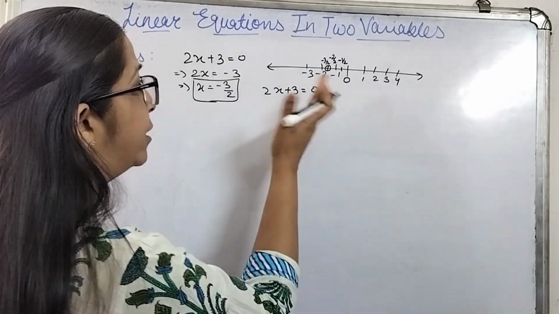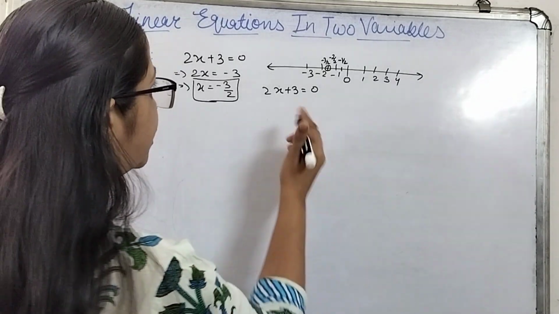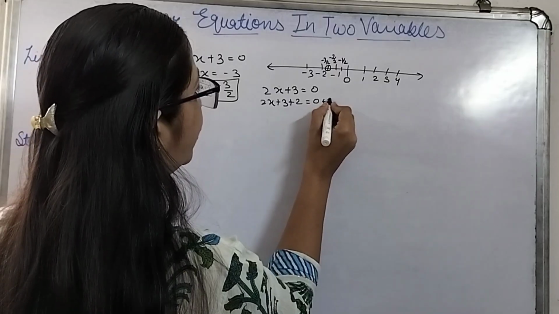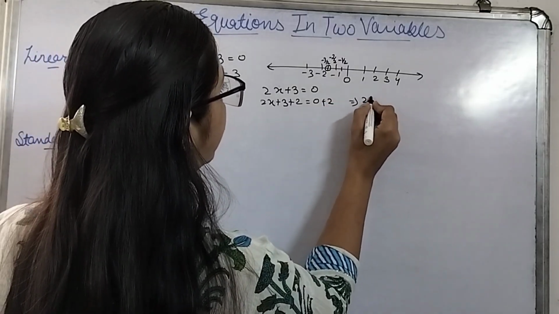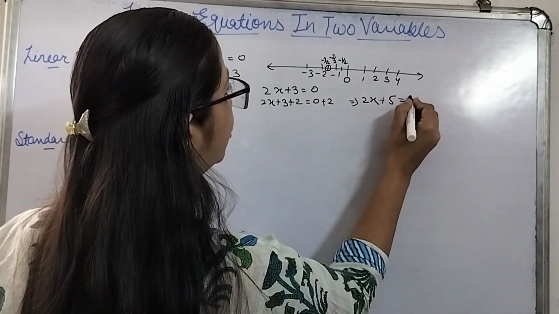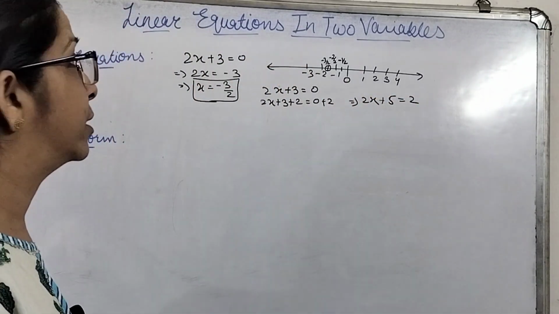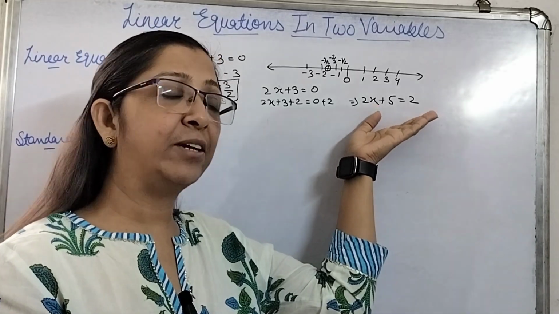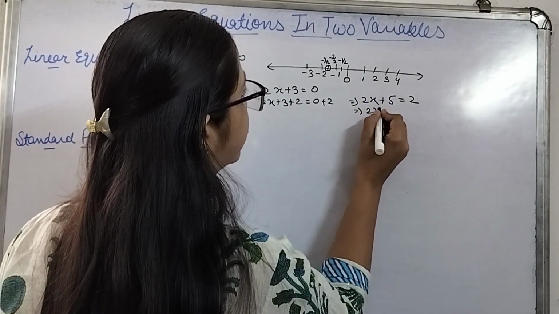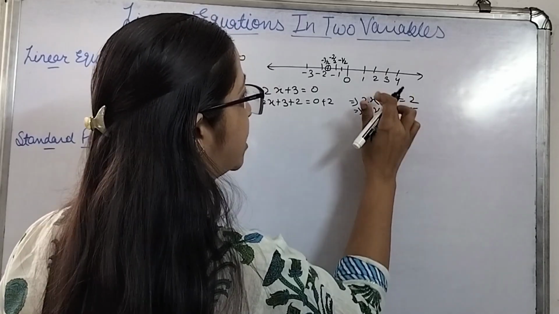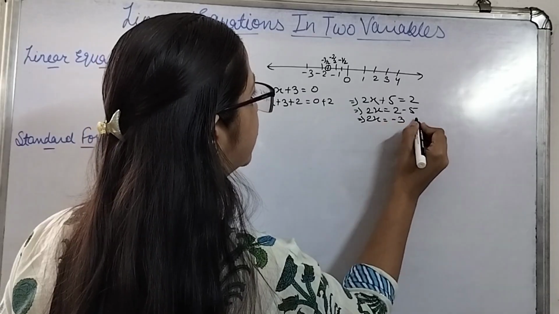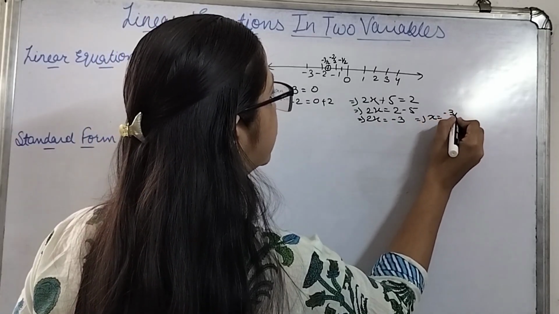If I add 2 in the LHS and in the RHS, this will become 2x plus 3 plus 2 equals 0 plus 2, or we can say 2x plus 3 plus 2 will become 5, equals 2. So this equation and this equation are the same. If we solve this too, the root will be the same. Solving further, 2x equals 2 minus 5. This plus 5 will go over here and become minus 5. Or we can say 2x equals minus 3, or x equals minus 3 by 2.